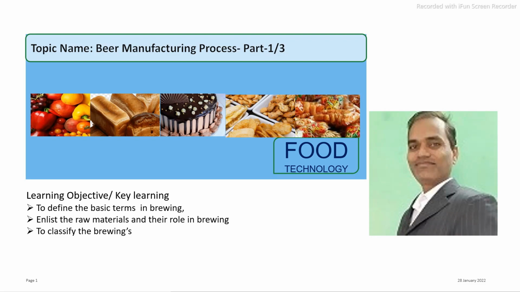How the barley malt or the barley starch is converted into simple sugar, and then how simple sugar is converted to alcohol. Then, related to the brewing terms and its classification, what are the different types of beer, and their alcohol percentage. These are all the points discussed in the first part.